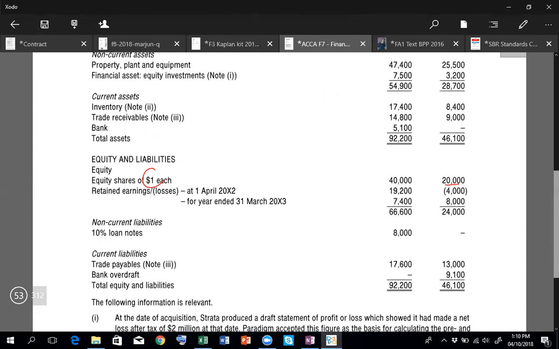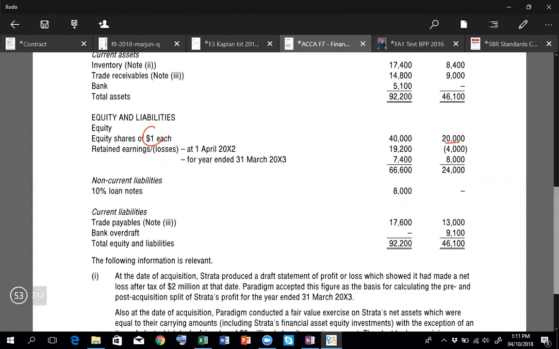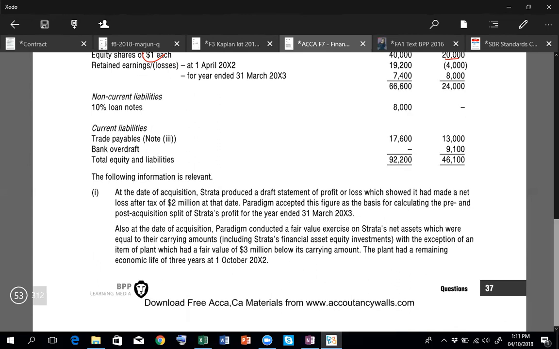So you have the retained earnings at 1st April 20x2, which is the start of the year, and then we have the profit for the year ended 31st March 20x3. If you add these two, that gives you the retained earnings at the reporting date. Then you have the non-current liabilities. Then you have the 10% loan notes, which are other than the ones you have issued. Then you have the current liabilities: trade payables, bank, and this.